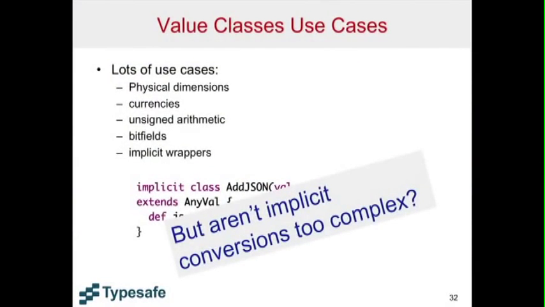OK, so there are lots of use cases. I've shown you physical dimensions. There could be currencies. I have in one of my GitHub branches very cute unsigned arithmetic. So if you want unsigned arithmetic back from C, this is it. It would be represented as just a normal Java long or int, and you get unsigned arithmetic by virtue of being a class here. Bit fields, and then, of course, all these implicit wrappers, which wouldn't be wrappers anymore, because they would just be static. So you would have what you've seen, exactly the same implementation as extension methods.